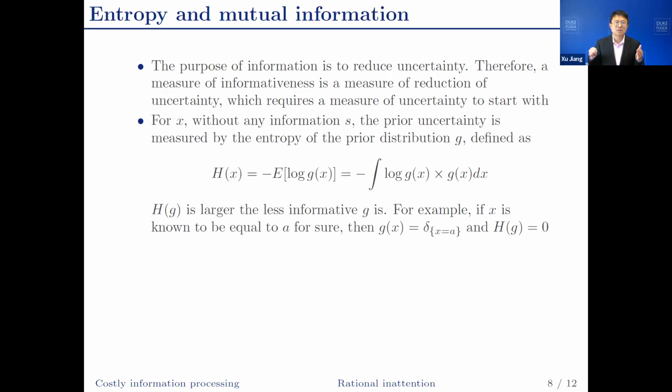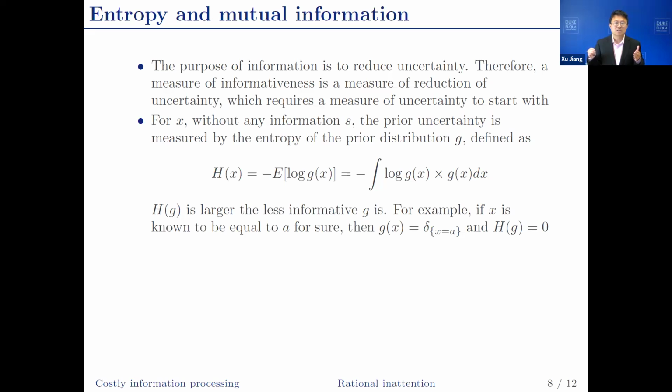Now let's think about X. Without any information S, you have to rely on the prior. The prior uncertainty is measured by the entropy of the prior distribution, for which the formula is given here. And so this entropy is going to be larger if the prior is less informative. So for example, if the prior is that X is certain to be some number, 8, then the entropy is going to be 0.